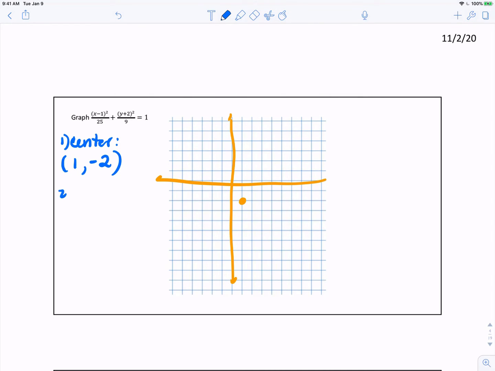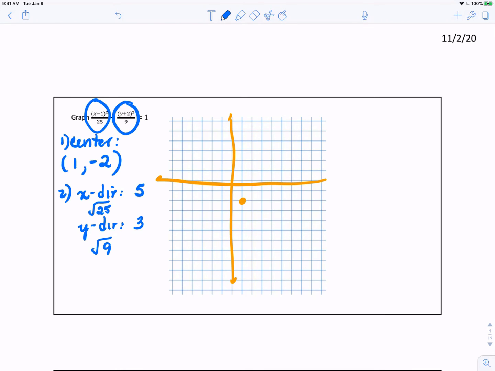All right, now we'll find our vertices. So let me stop there and see if you can fill this in. In the x direction, how far are you going to move? And in the y direction, how far are you going to move? Okay, so hopefully you said in the x direction you're going to move 5 because that's the square root of 25. And in the y direction, hopefully you said 3 because that's the square root of 9. So you just look at the number in the denominator of each of those terms, and that tells you where to move.